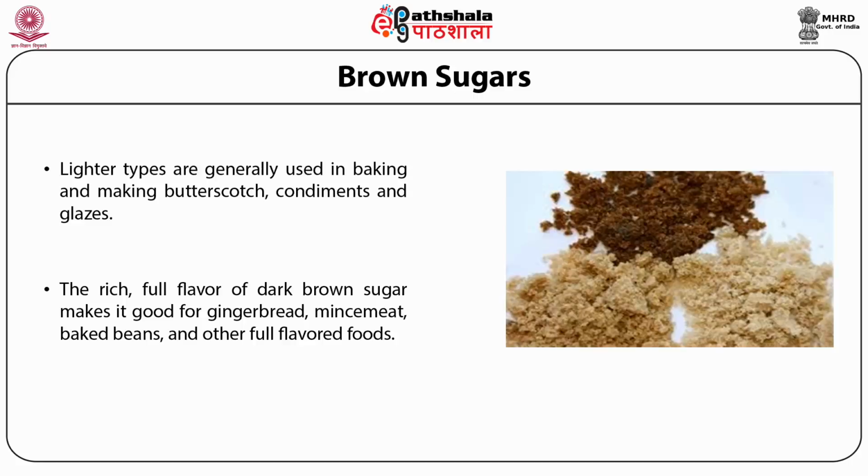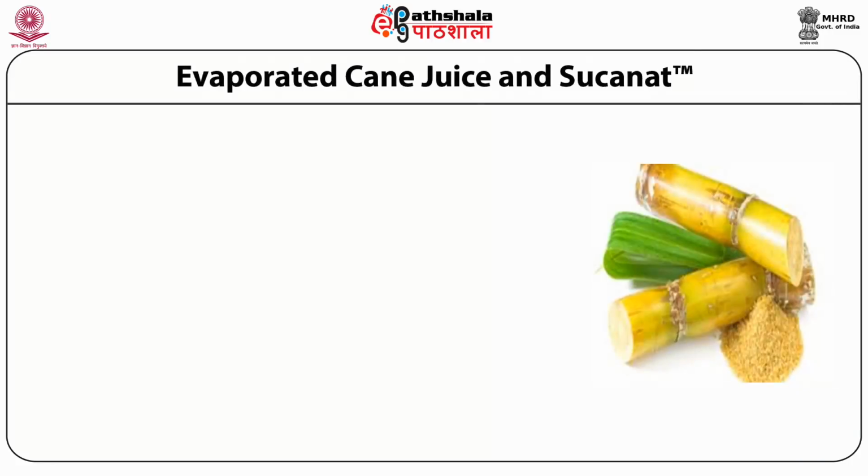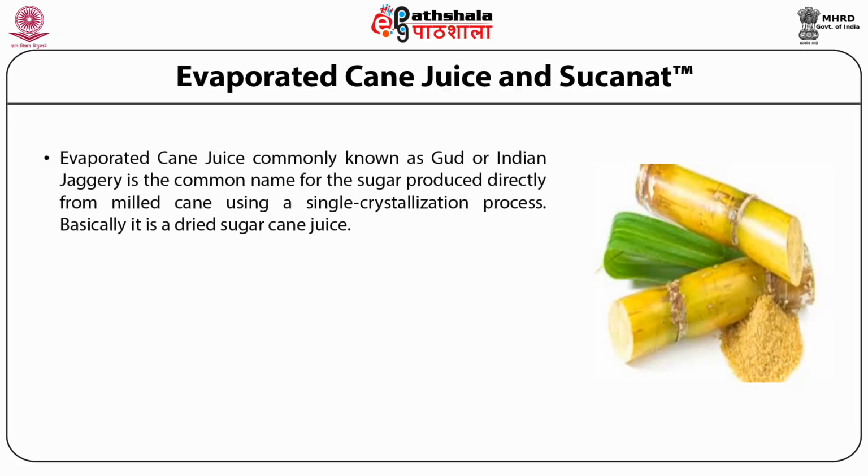Next comes evaporated cane juice and sucanat. Evaporated cane juice, commonly known as gur or Indian jaggery, is the common name of the sugar produced directly from milled cane juice using a single crystallization process. Basically, it is derived from sugar cane juice.